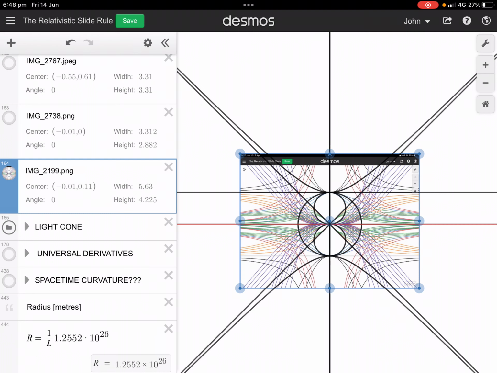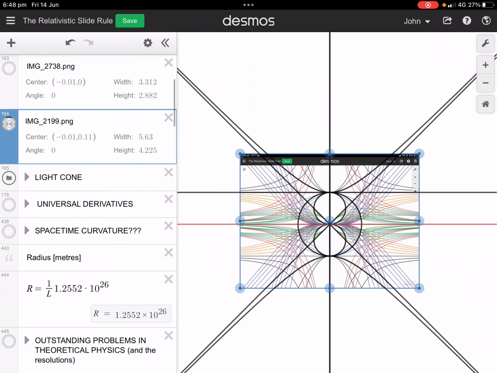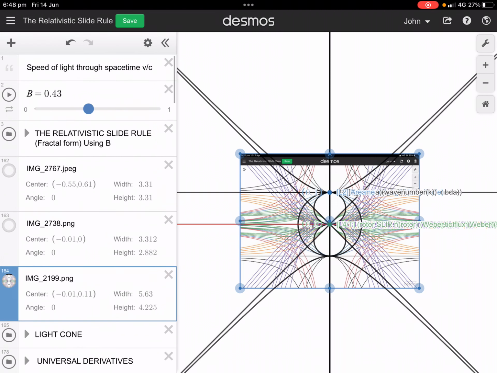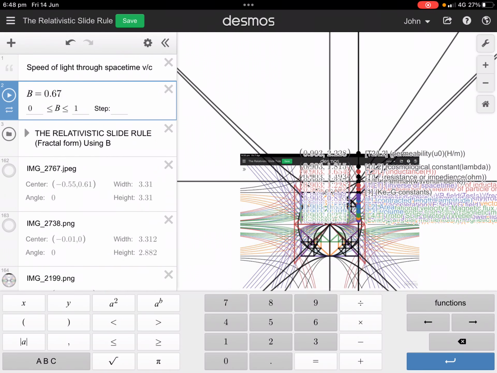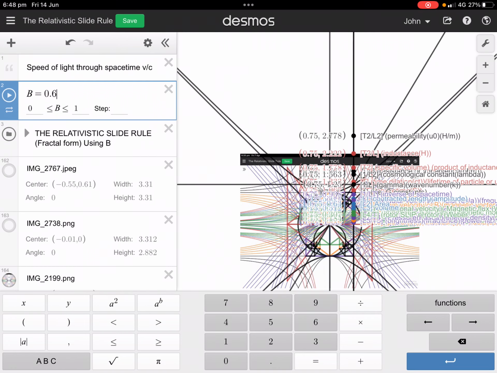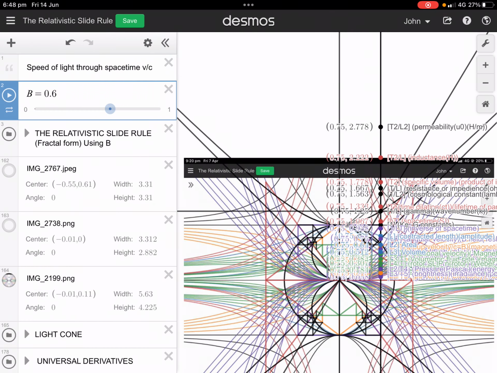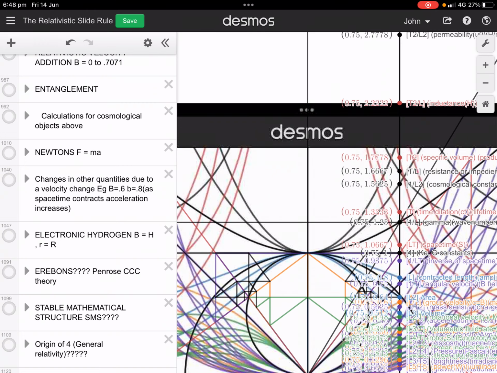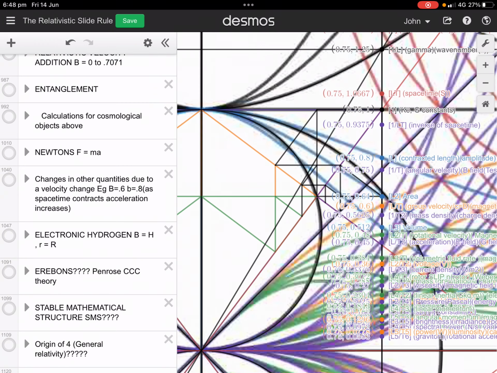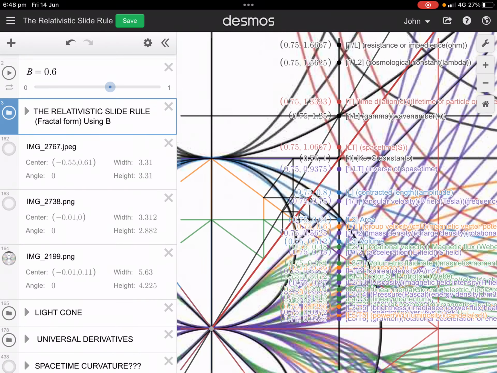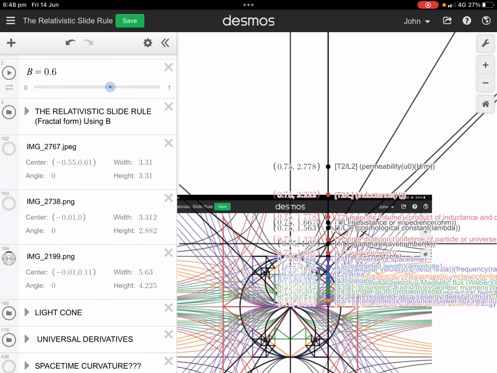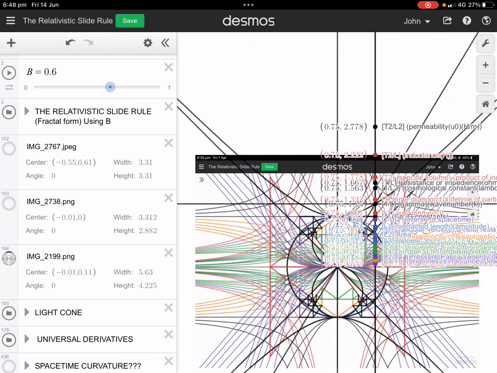So that's, I could have just graphed everything like that, and then I can just take the derivative. For example, at a velocity of 0.6, you can just read off all the values. But the question is, how do you come up with this without the relativistic slide rule, without Euclidean geometry?